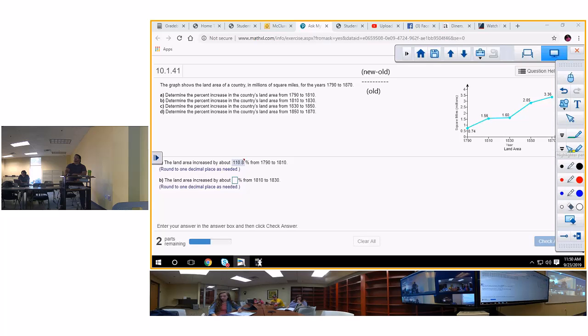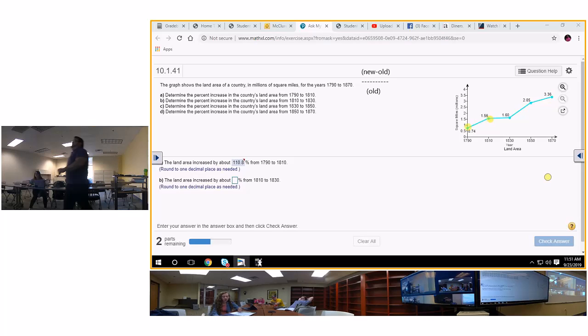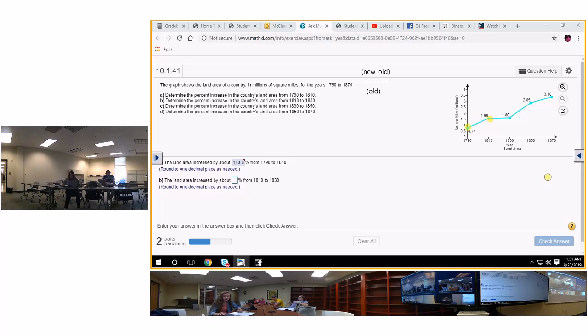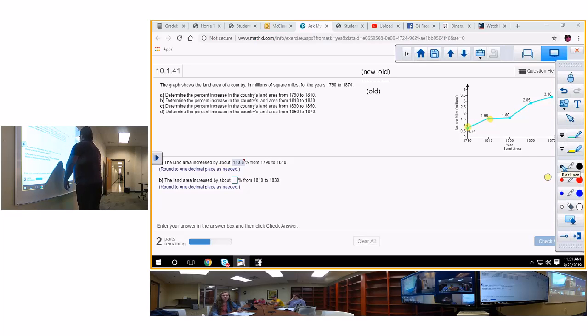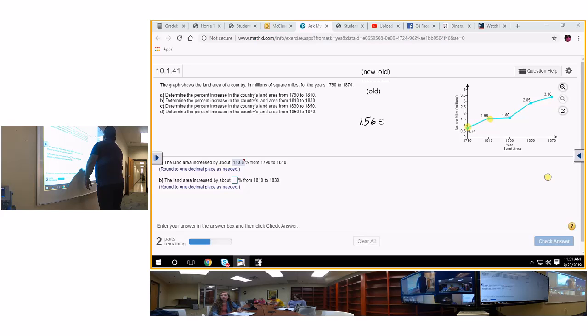So let's go find 1790. There it is right there, 1790, to 1810. Okay, so do that. So which one's new? The one that's the latest. So that would be 1.56. So 1.56 minus 0.74 divided by 0.74 multiplied by 100.